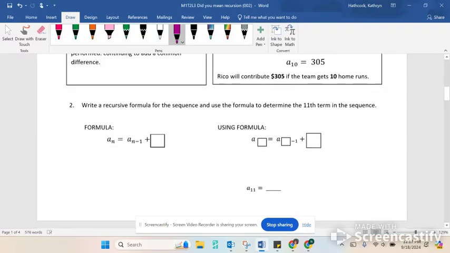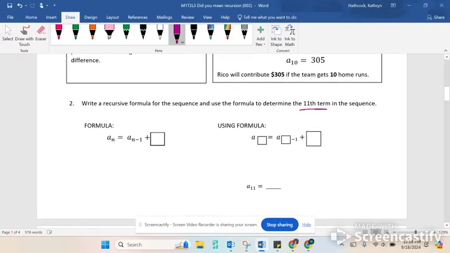Head down here, though. Try and figure out the 11th term in this sequence. So take a minute, pause your video, look and see if you can find the 11th term.